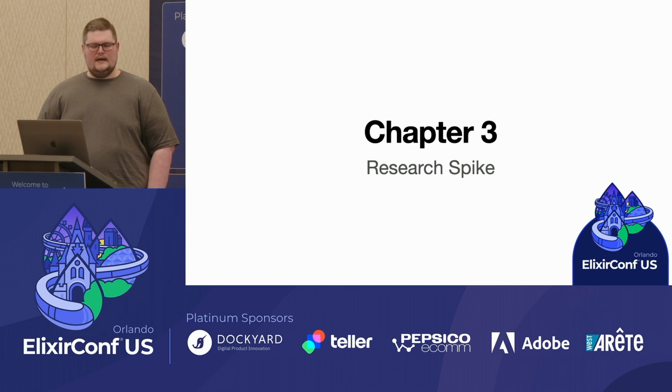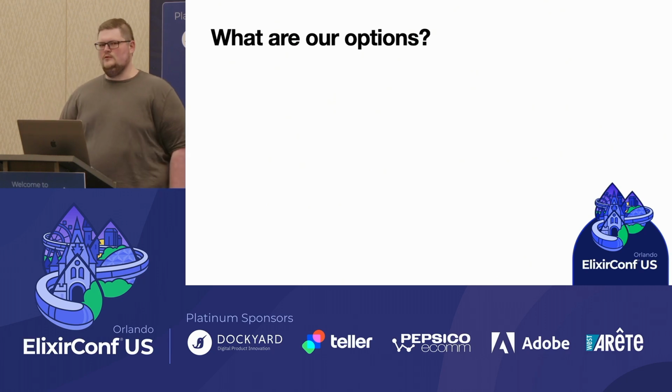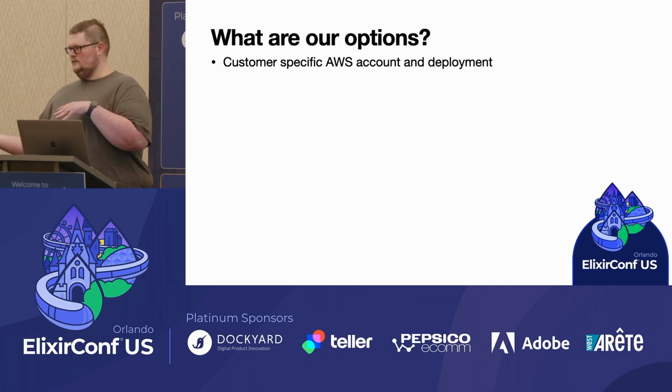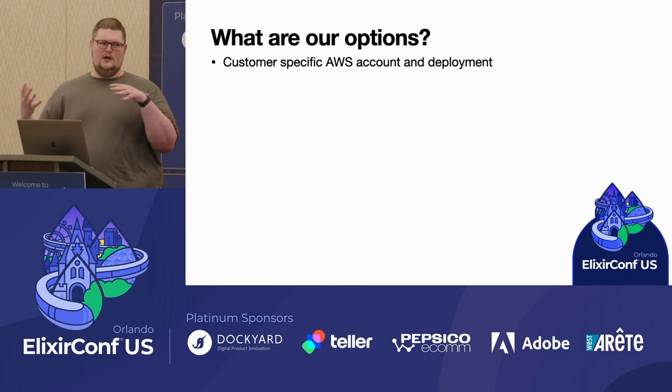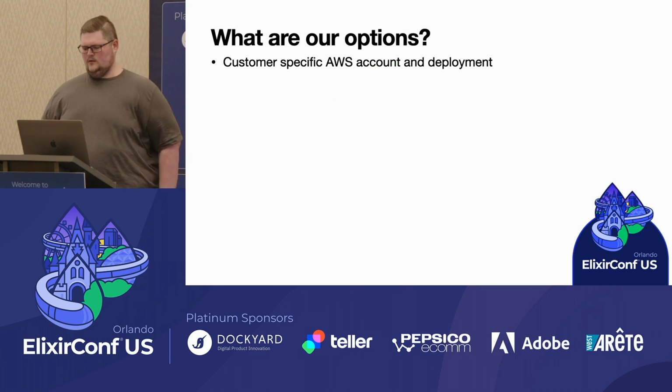Then we started diving into the research spike to figure out what we needed to do, starting with our options. One of the first options that we came up with was, since we're deploying all of the services to their own AWS account, what if we just give the customers that want this their own AWS account? That way everything's completely separate.